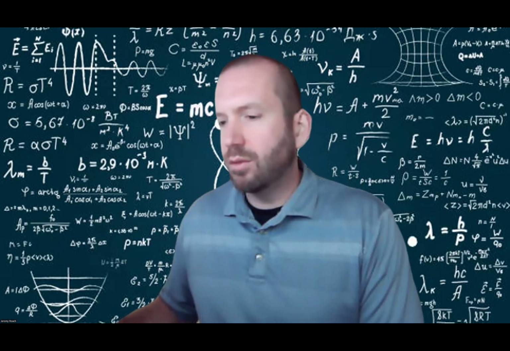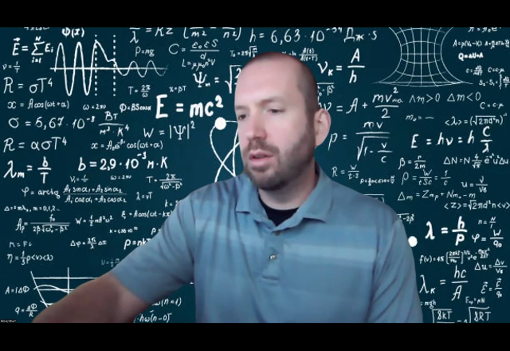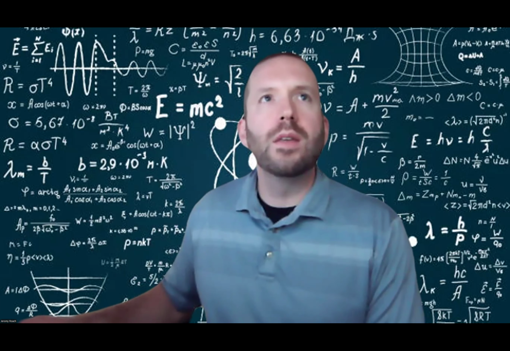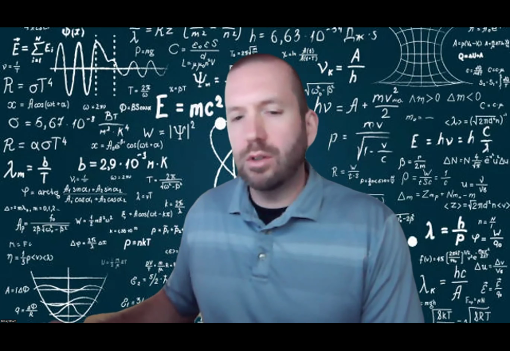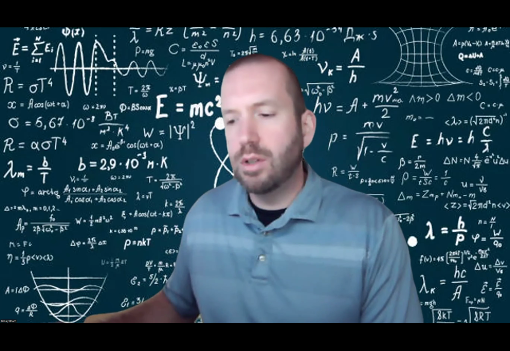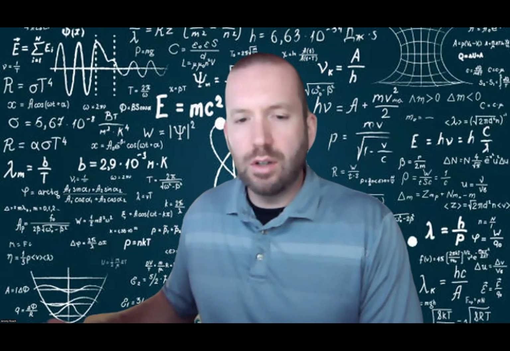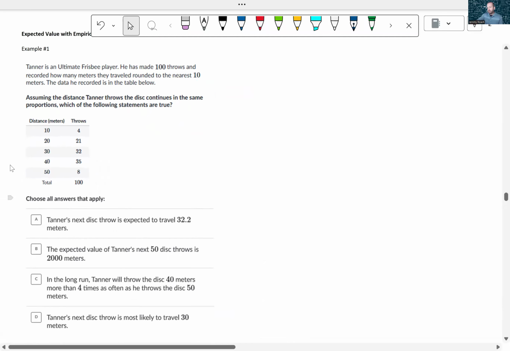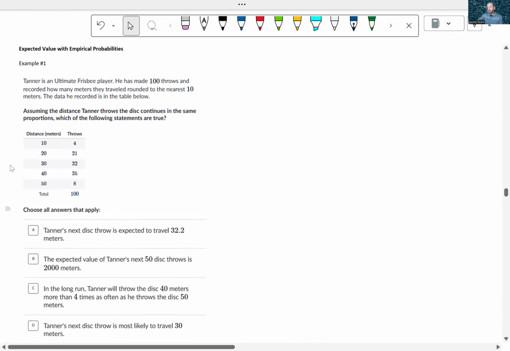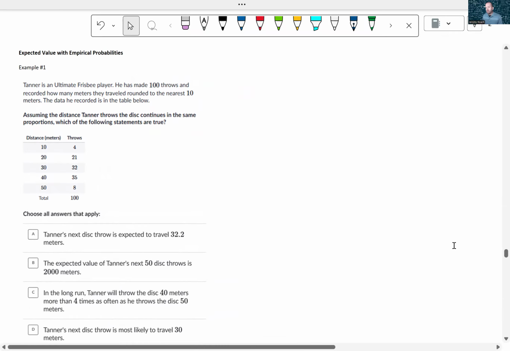So let's take a look at our first example here with empirical probabilities. Our first example with empirical probabilities gives us a table and then some different answer options to look through. And it asks us to choose all that apply. So we're probably going to have to check all four of these just to see what's going on here.